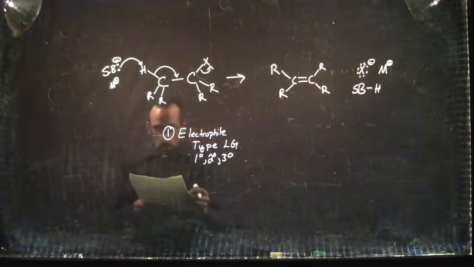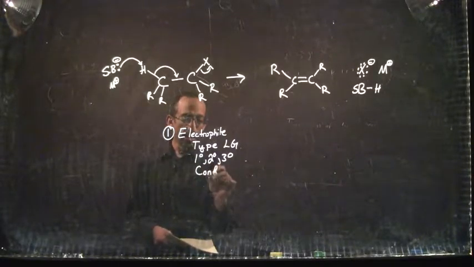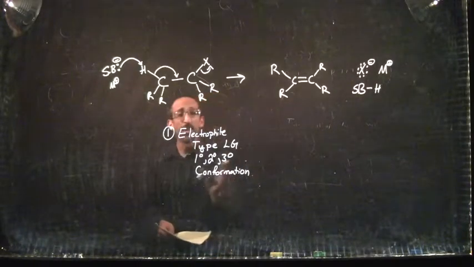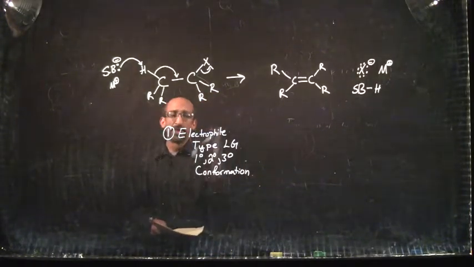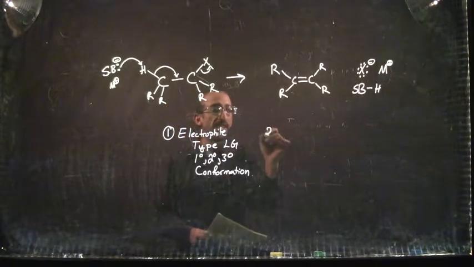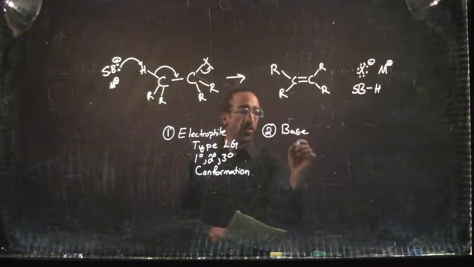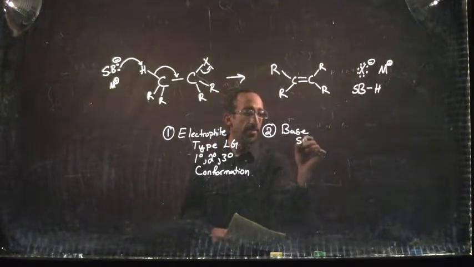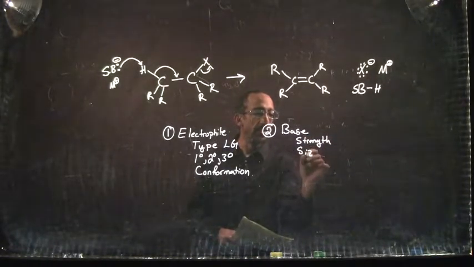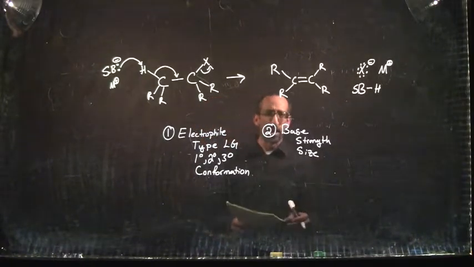We also need to look at what we're going to call its conformation. And we're going to see how there are only very specific conformations for our electrophile that are going to allow us to do an E2 elimination. The second thing we need to take into consideration is going to be the base that we use. And we're going to look at both the strength of the base and the size of the base and see how that impacts the outcome and what our alkene product will look like.